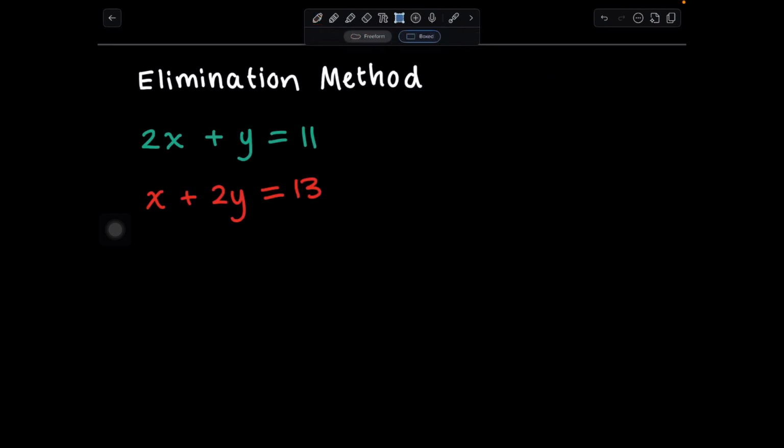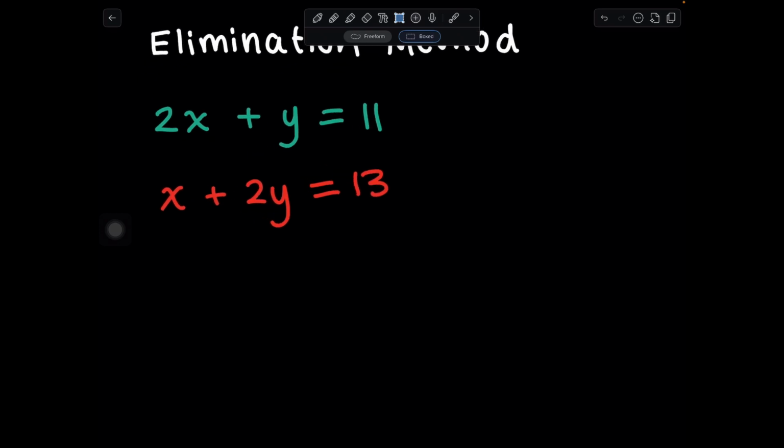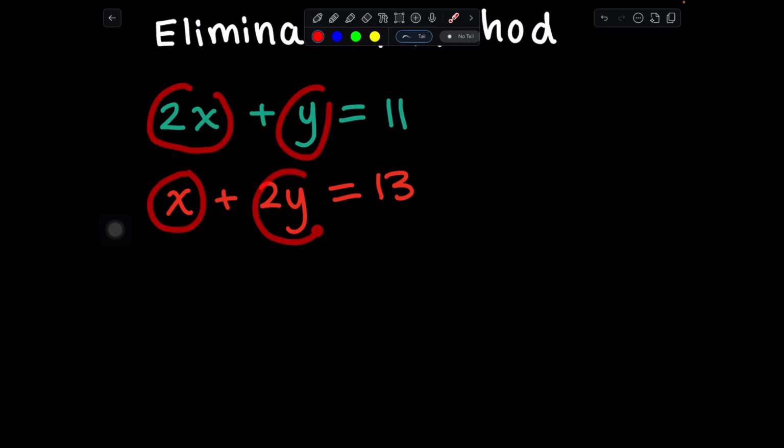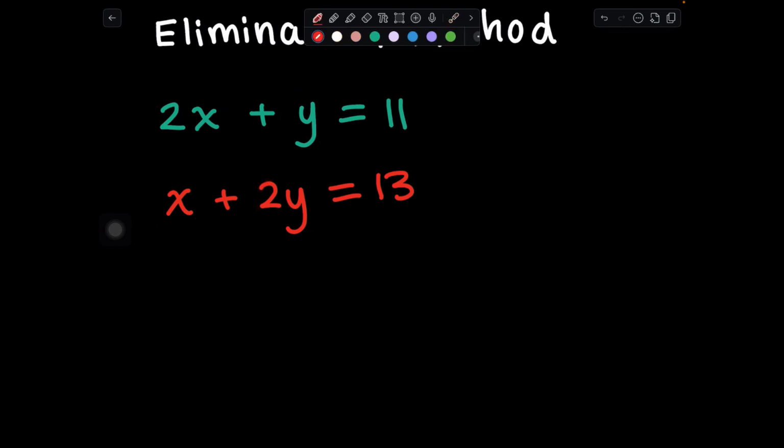There are two main methods that we can use to solve these simultaneous equations, and I'm going to show you the elimination method first. It's called the elimination method because we want to get rid of one of the unknown letters so we can solve the equation normally, because normally we're used to solving an equation with only one unknown letter. And the way you do this is you pick one of the letters to try and match with the other one. So for example, I can try to match 2x with x or y with 2y. I'm going to pick x.